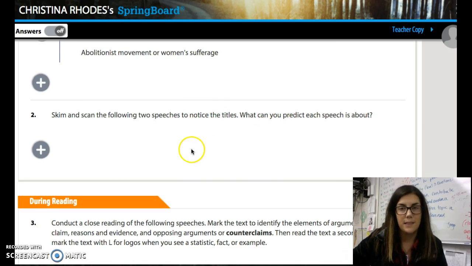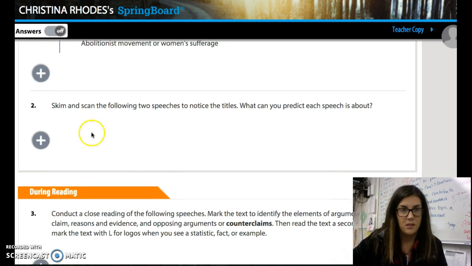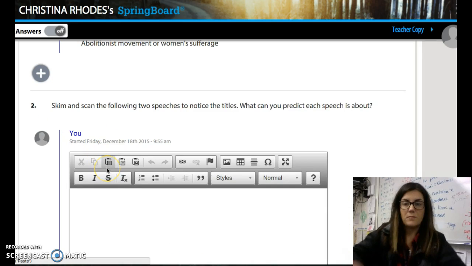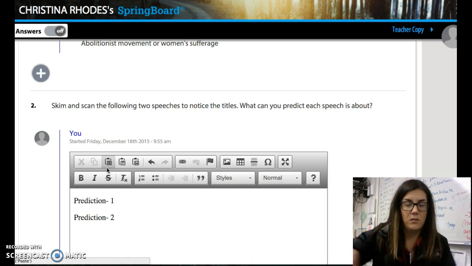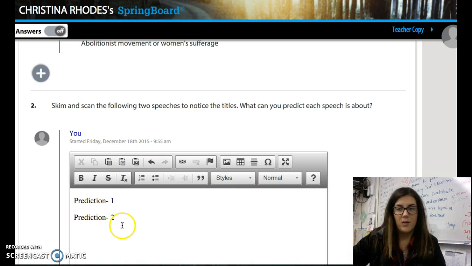Number 2, skim and scan the following 2 speeches to notice the titles. What can you predict each speech is about? So skim and scan both speeches, and you're making predictions for speech 1. So that's speech 1. Prediction for speech 2. Please write them down. I'll pause it now.